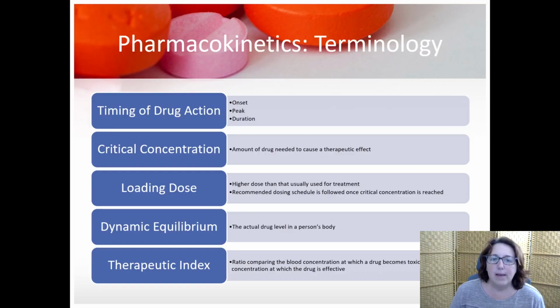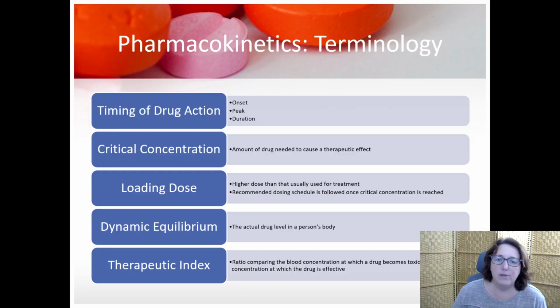Dynamic equilibrium is the actual drug level in a person's body. The word dynamic is used because there is variation amongst individuals. That dynamic equilibrium will depend on how the drug is absorbed into the body, distributed to the active site, metabolized in the liver, and excreted from the body.